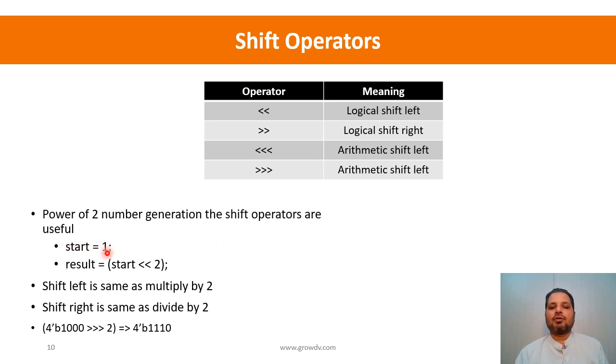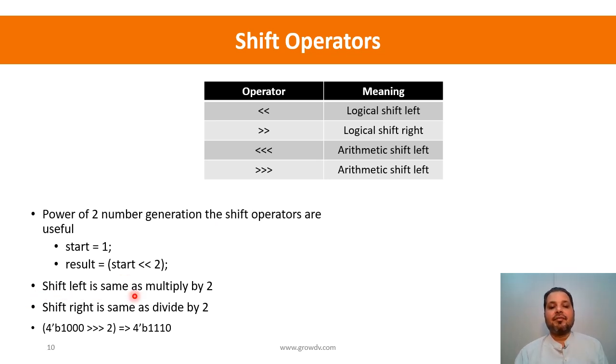For example, I can start with 1, and if I keep shifting left, it will always generate a number which is a power of 2. When you take this number 1 and shift it by 2 bits, it becomes 4. If I shift it by 1, it becomes 2, and then it becomes 8 if I shift it by 3 bits. So you can take 1 and shift left by any number, and it will always generate powers of 2. That's something you want to remember.